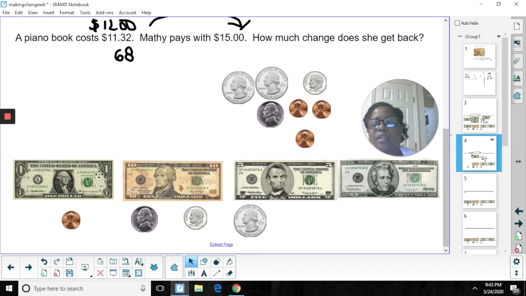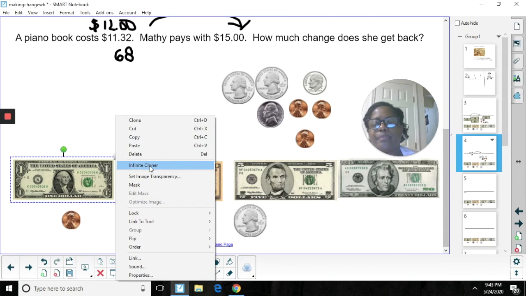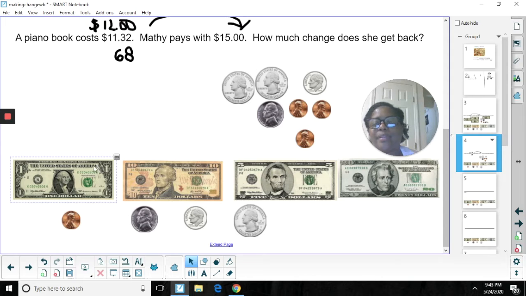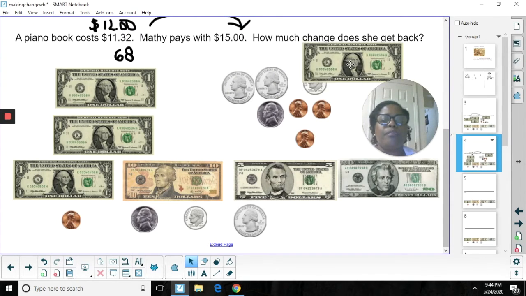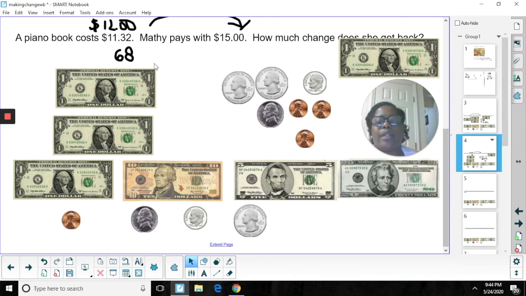Oops. I'm sorry. Let's get some more dollars. All right, let's do that again. 13, 14, 15. Okay. So your change is going to be $3.68. So let's write that. $3.68. Okay.